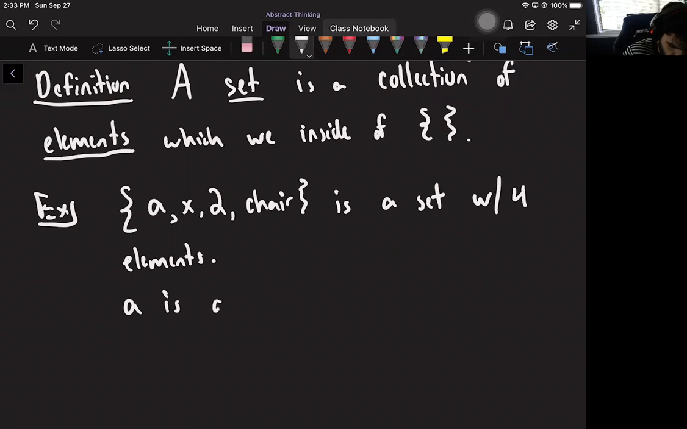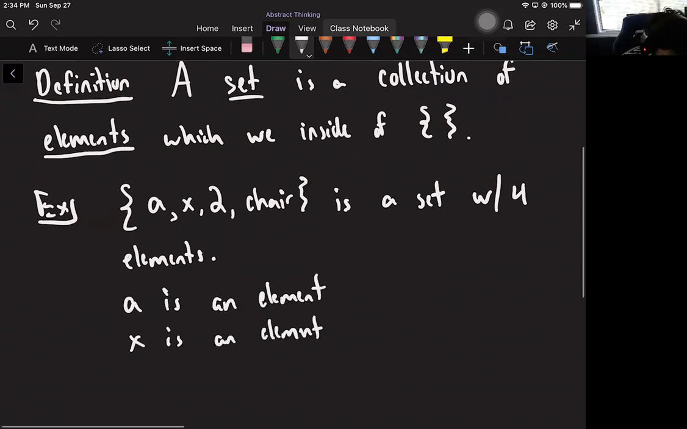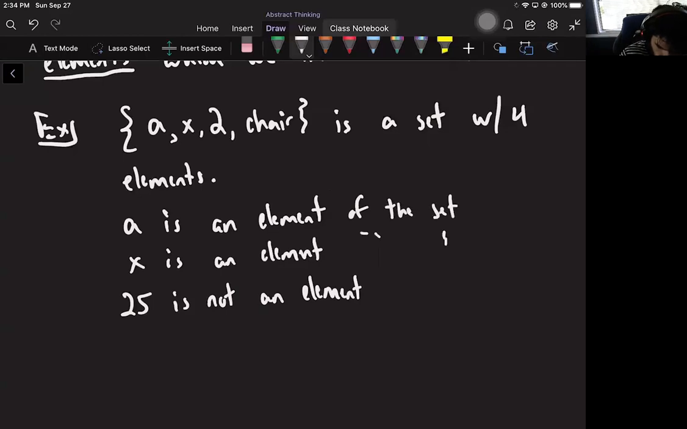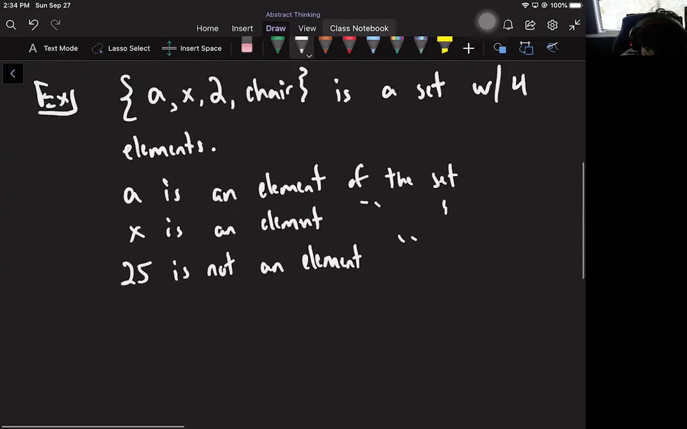So what are the elements? A is an element of this set. X is another one. But the number 25 is not, because it's not in the list. I should be saying of the set, but I don't want to write so much. Okay. So 2 is in the set, chair is in the set also. Okay, so that's what a set is.